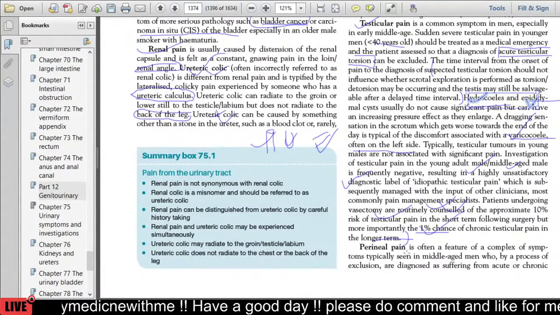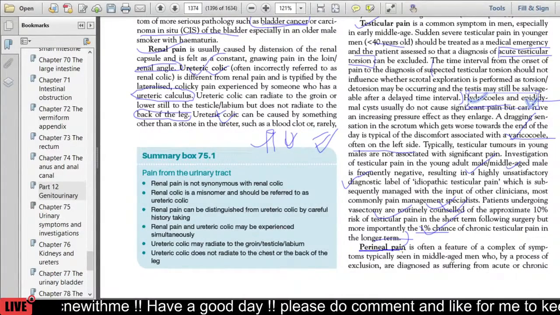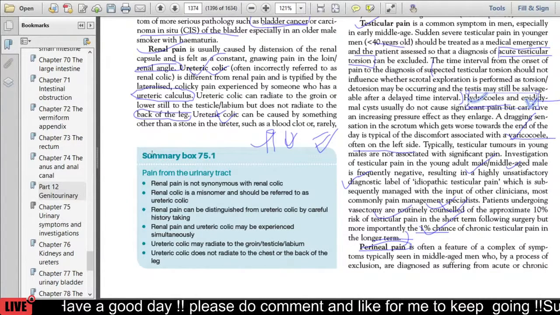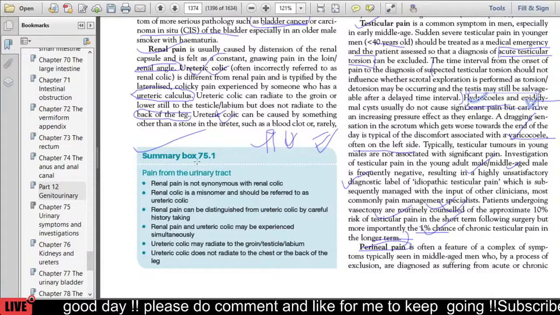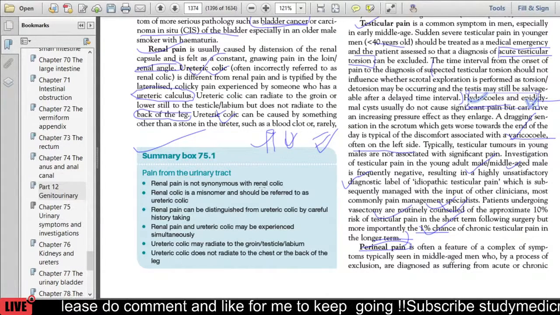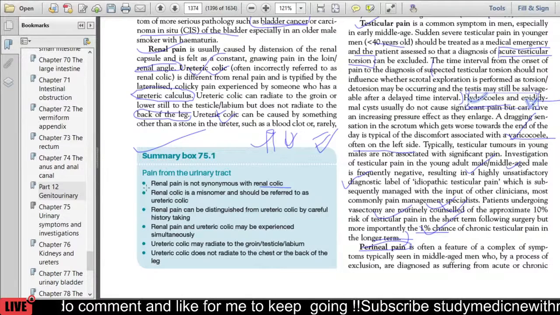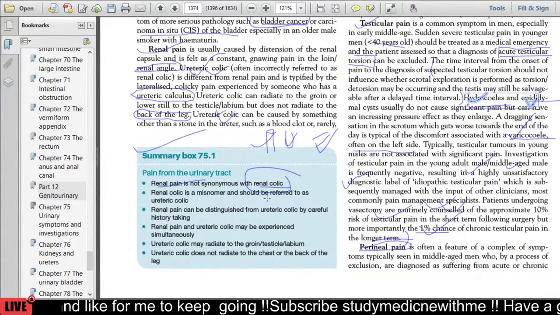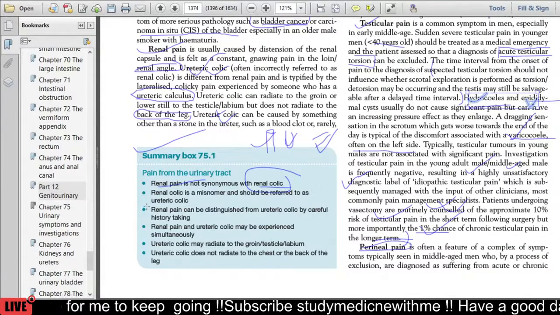So perineal pain. Okay, perineal pain, not perineal pain. We'll be starting perineal pain after this summary box. Let's look at the summary box. Renal pain is not synonymous with renal colic. Okay, there's a difference between renal colic and renal pain. Renal colic basically means ureteric colic. Renal colic is a misnomer and should be referred to as ureteric colic. Okay, I was talking about this.